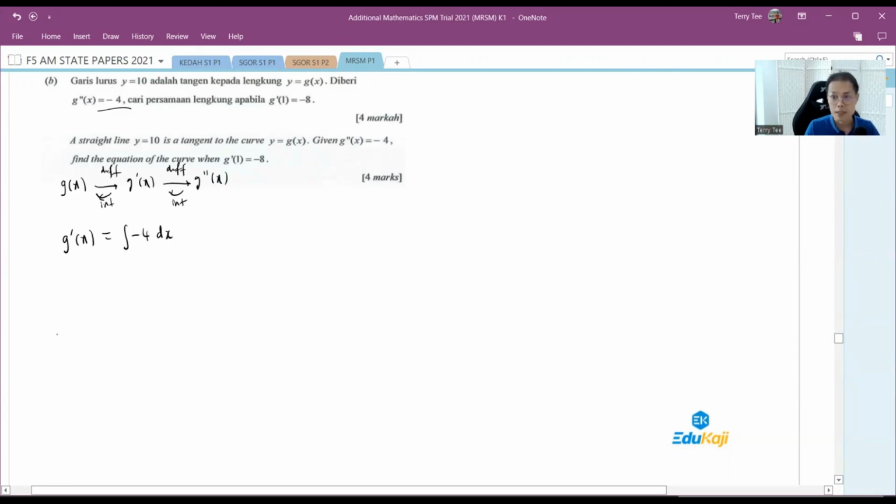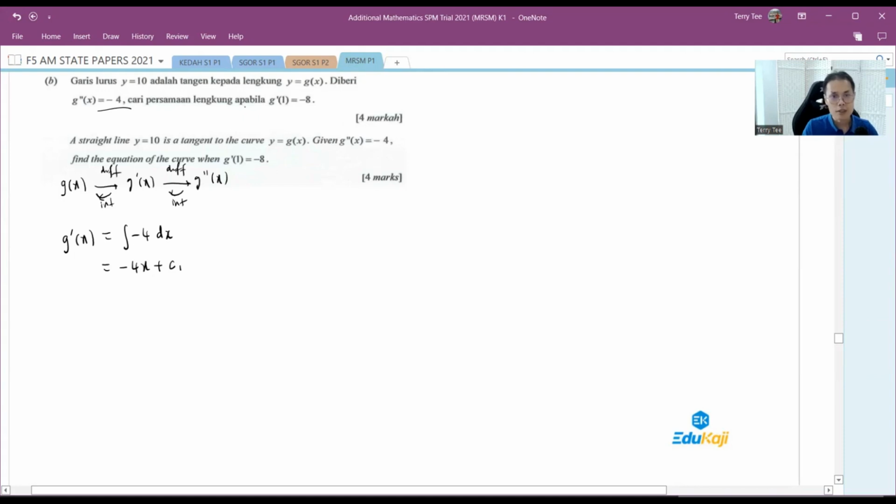Your g double prime is negative 4. When you integrate, you get negative 4x plus c. Now, because you have two parts of integration, normally we write two different c's. The first c, I'll call it c1. The second c, you can call it c2.